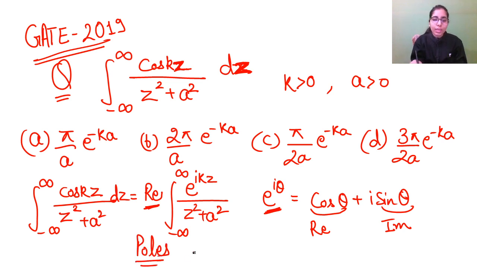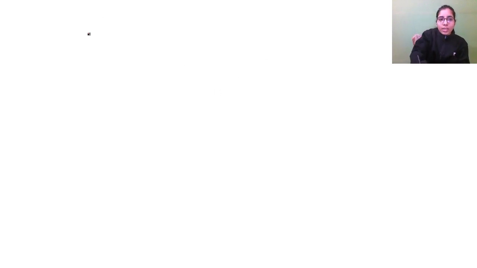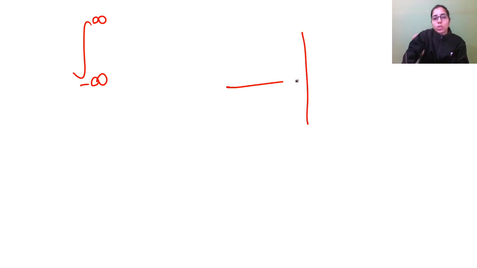So poles will be z square plus a square is equal to 0. It shows z is equal to plus minus iota a. Clear? So when you simplify it, you will get z is equal to plus minus iota a. Are you getting it same? I think yes. Now, when I talk about the integration limits from minus infinity to plus infinity, I hope I have told you that whenever the integration limits are from minus infinity to plus infinity, you will just consider the poles which are lying in the upper half of the complex plane or on the purely real axis. Clear?